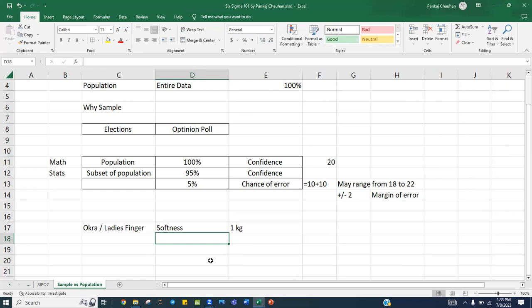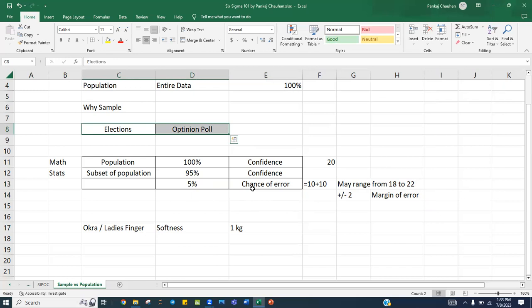The answer is no. So what will happen? A couple of them or a few of them may not be as soft, maybe they are hard, and you will say, okay, we are not going to cook them. Why? Because of the 5% risk of not checking each and every sample, that is coming up here, and that's how your sample estimation is not equal to the population estimation.